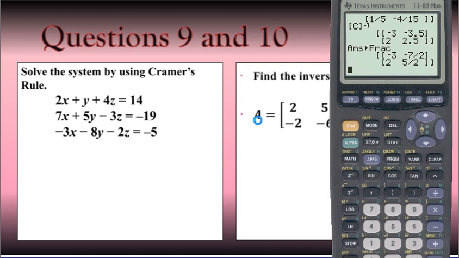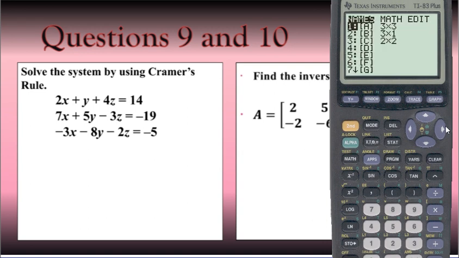And we're going to create our matrix. So these first 3 are the coefficients of our x, y, and z, which form our one matrix. So I'm going to hit second matrix. Need to go to edit. And I need a 3 by 3, which I have one in here right now. I hit 1, and I just have to make sure it's a 3 by 3. So 3, enter, 3, enter.